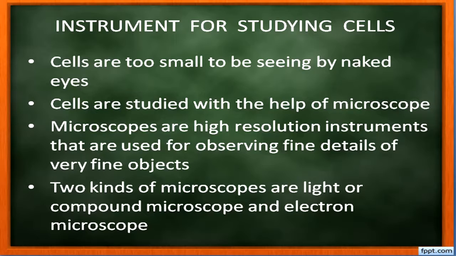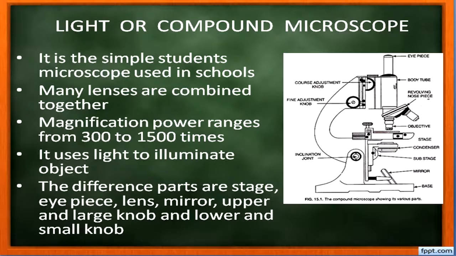Okay, and microscopes are of two kinds, that is the light or compound microscope and the electron microscope. The light or compound microscope is the one we use in our laboratory. You would have studied many things under the light or compound microscope in our school, isn't it? So, that one we call the light microscope. Here, many lenses are combined together and its magnification power ranges from 300 to 1500 times. It uses light to illuminate the object.